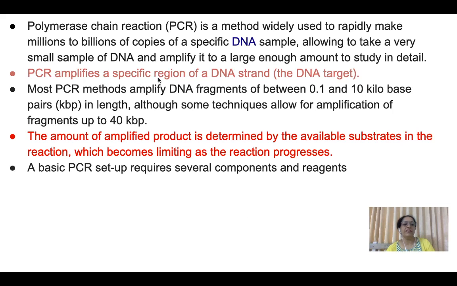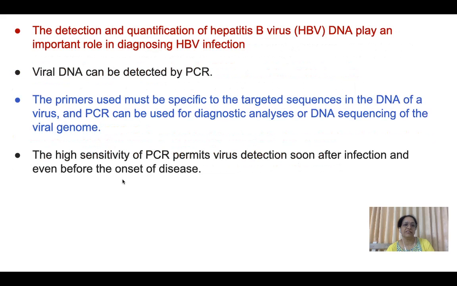PCR amplifies a specific region of a DNA strand, the DNA target. Most PCR methods amplify DNA fragments of between 0.1 to 10 kilobase pairs (kbp) in length, although some techniques allow amplification of fragments up to 40 kbp. The amount of amplified product is determined by the available substrates in the reaction, which become limiting as the reaction progresses. A basic PCR setup requires several components and reagents.